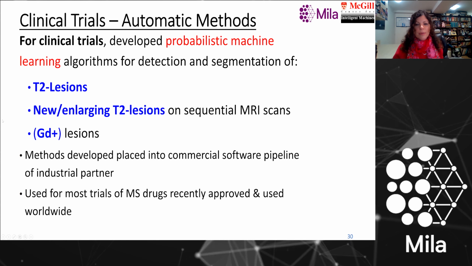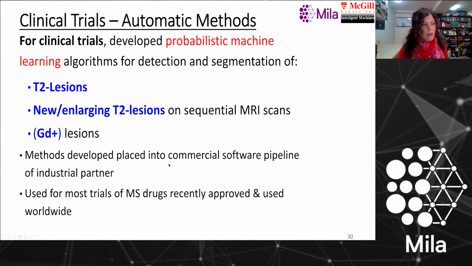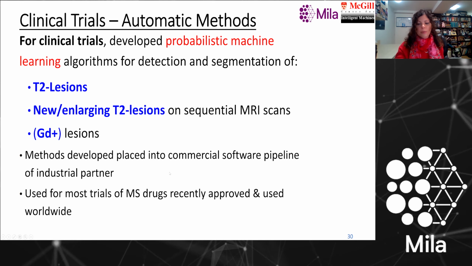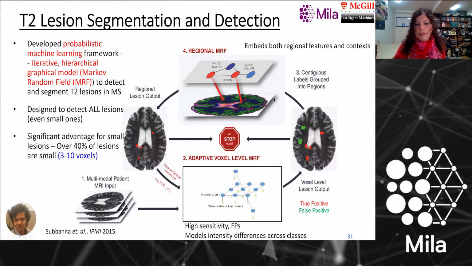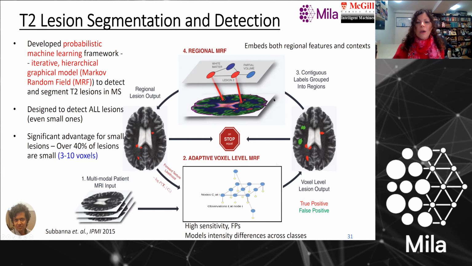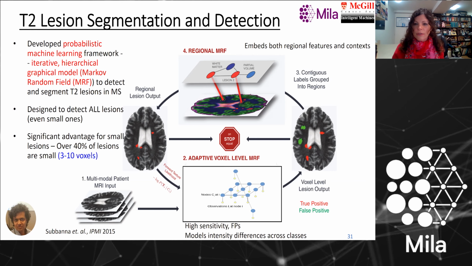And so some of these methods are the methods that Dr. Arnold alluded to that were placed into the commercial software pipeline of our industrial partner so that they can be used for clinical trial analysis for pretty much most of the new drugs recently approved and used worldwide. So I will not get too much into the methods, but just to tell you, we've built probabilistic methods for all of them, which means that we've included and modeled the uncertainty, which is inherent to all of these problems.